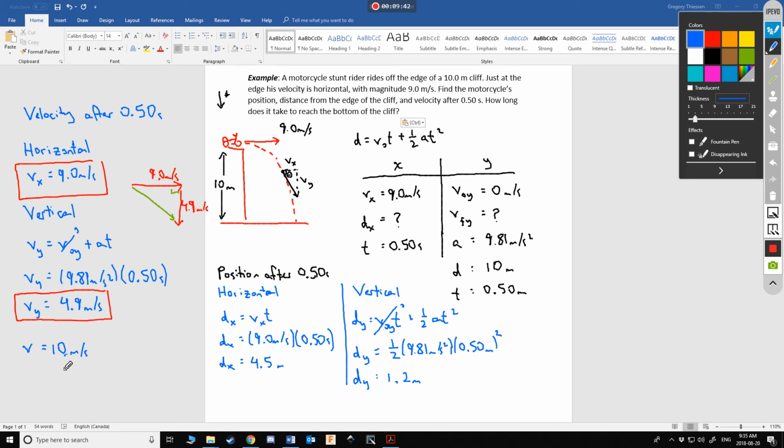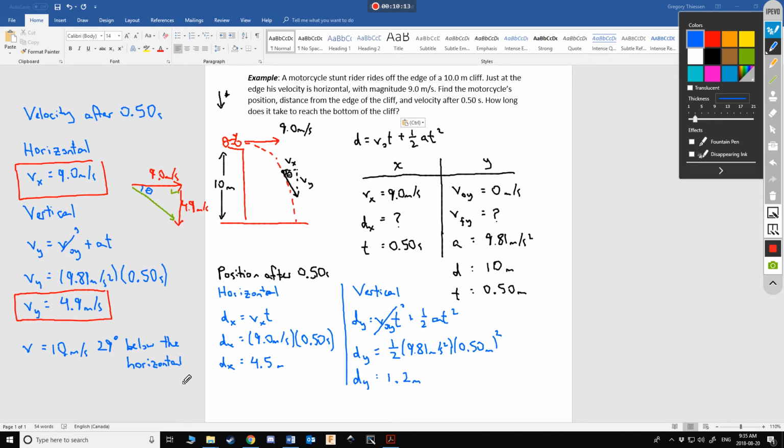round it to 10 meters per second. So we have 10 meters per second, and we also need an angle as well. So we go inverse tan of 4.9 over 9, we get a value of 29 degrees below the horizontal. So I can't actually use northeast, southwest in this case because we're traveling up and down. Right. So 10 meters per second, 29 degrees below the horizontal.